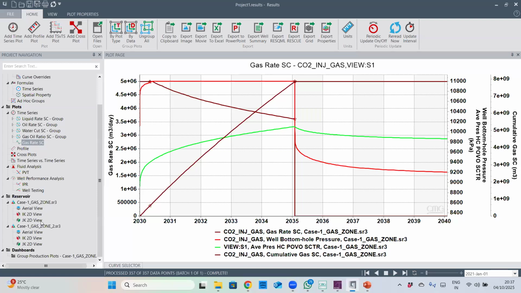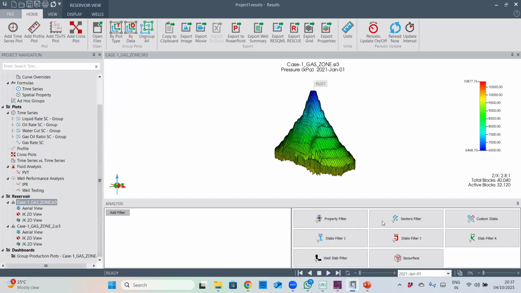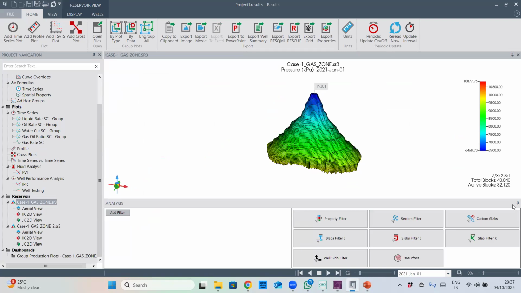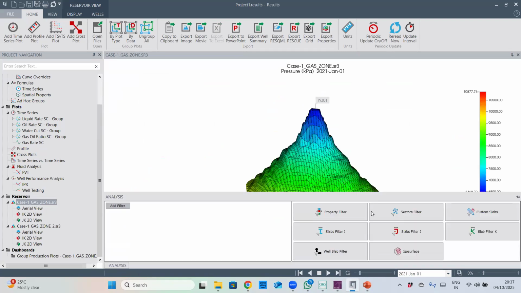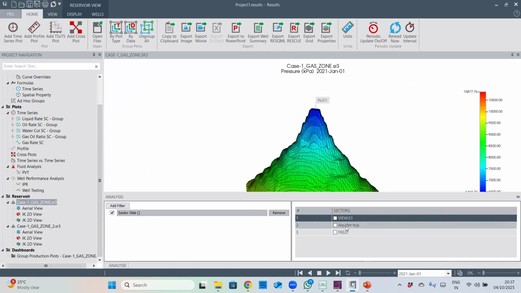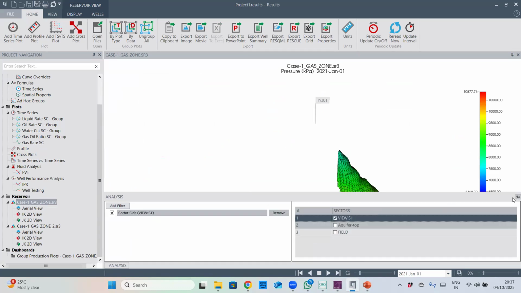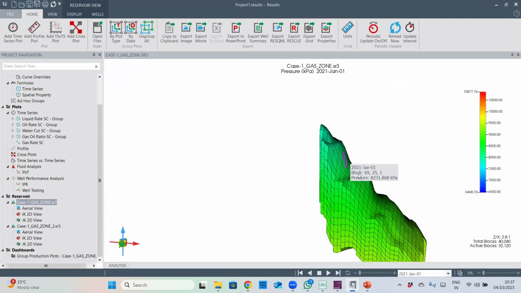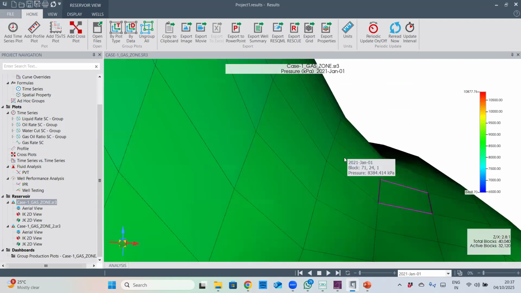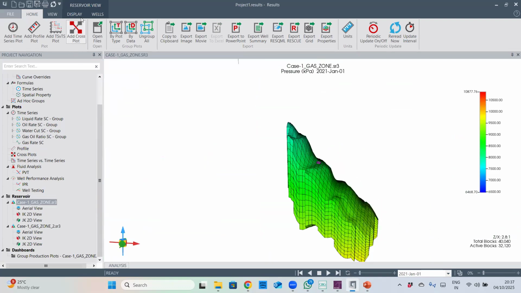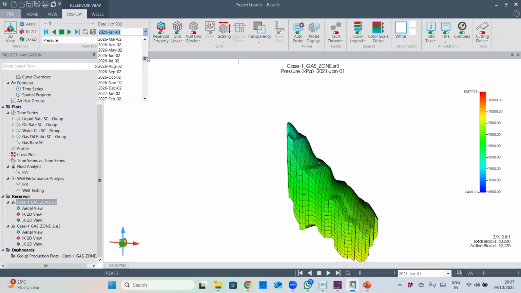So if you look at the reservoir itself, let's look at pore scale. How is the mass transfer happening between CO2 and in situ water, right? Sorry, gas. So let me put sector filter USL. This is the sector which I've used for injecting CO2. Let me go to display and put that date. Yes, you can see my injection has started.